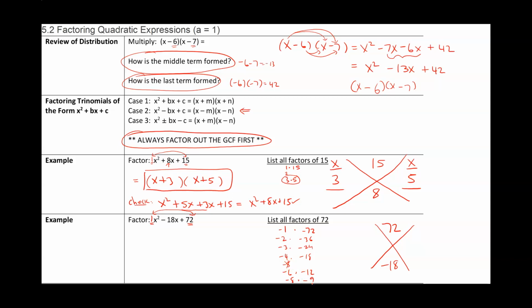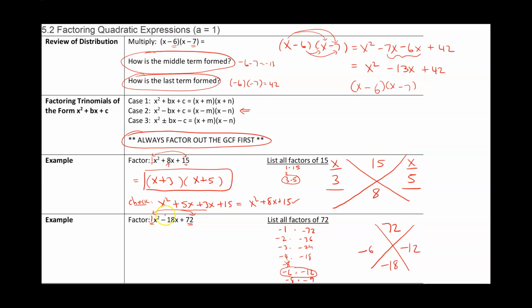And feel free to use a calculator. So if you don't know, does 2 go into 72? Just use a calculator. If you don't know if 3 goes into 72, use a calculator. But the main thing here is that they have to both be negatives, because they multiply to be a positive, but they add up to be a negative. Now of those, we want to see which of those add up to be a negative 18, and that's going to be negative 6 and negative 12.